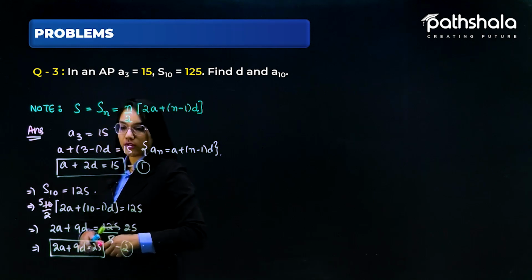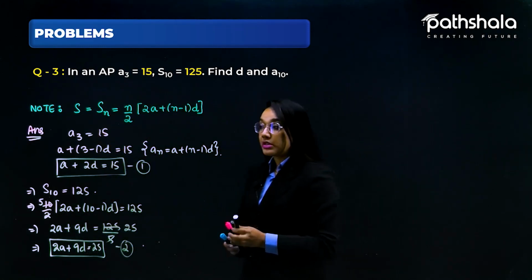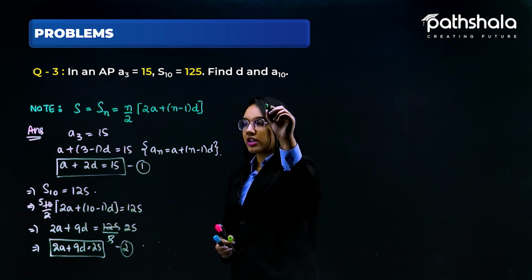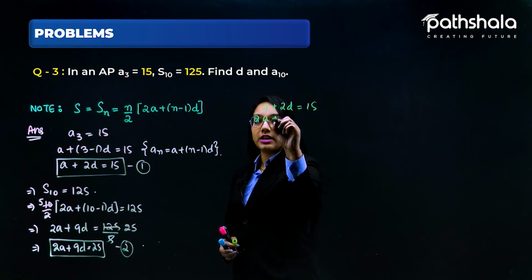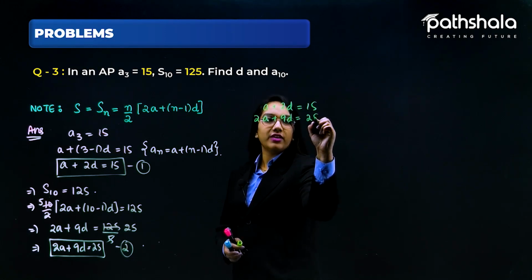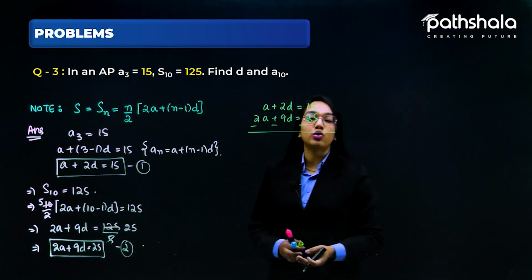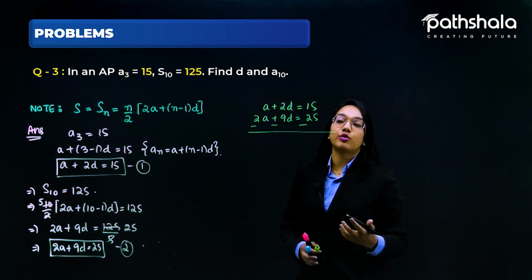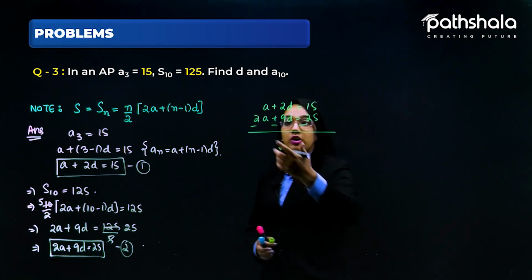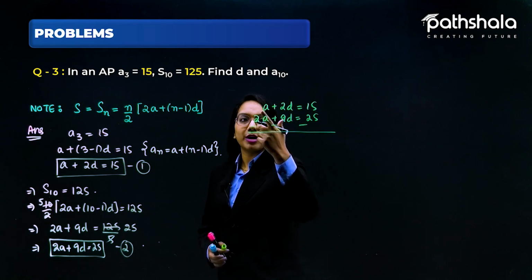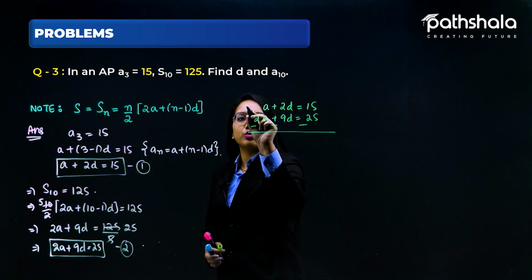Now let's solve equations number 1 and 2 simultaneously in order to get the values of a and d. So we have a plus 2d equal to 15, and further 2a plus 9d equal to 25. Let's subtract them. In order to subtract them, we have to make the coefficient of a the same as that of this one. So we have to multiply this equation by 2.